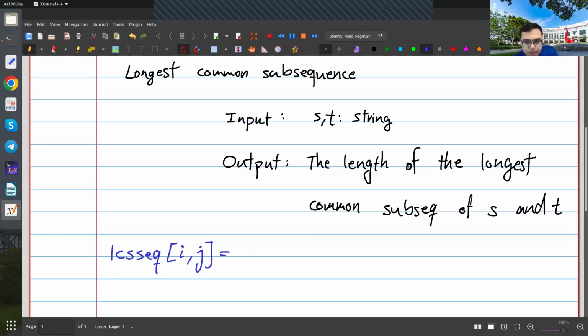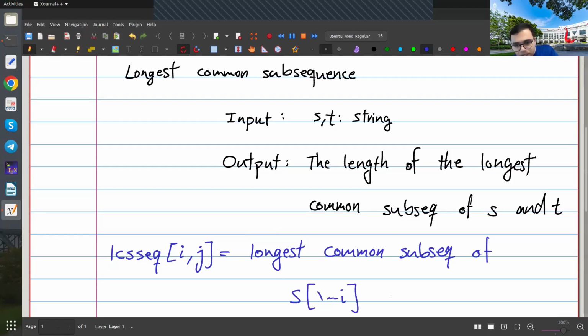Okay, so this is going to be the longest common subsequence of my string S if I go from index 1 to I only, and my string T if I can only go from index 1 to J. Okay, so I'm taking a prefix of my first string, only the first I characters, and I'm taking a prefix of my second string, only the first J characters, and I'm saying what is the answer on these two smaller strings. That's the subproblem that I'm going to define here, and I'm going to show it with LCS of I and J.